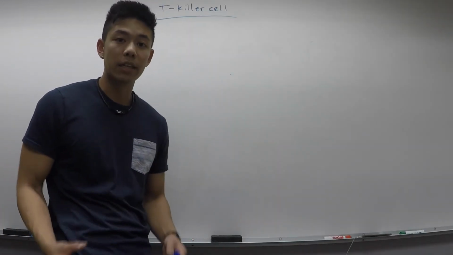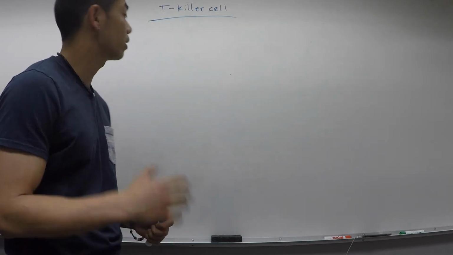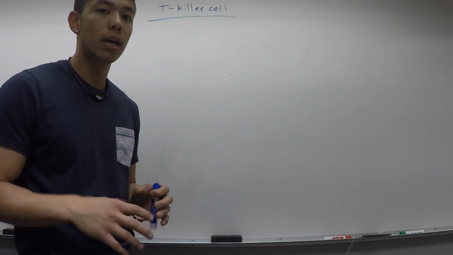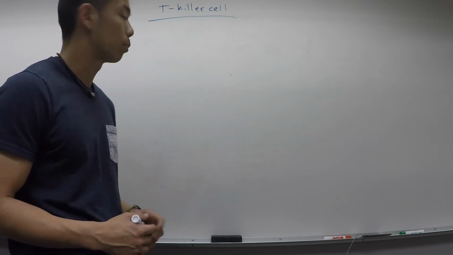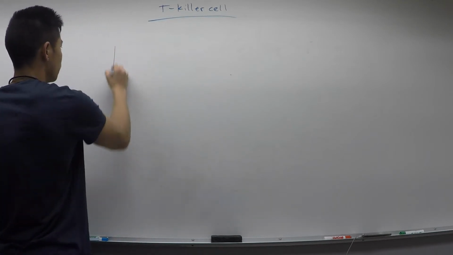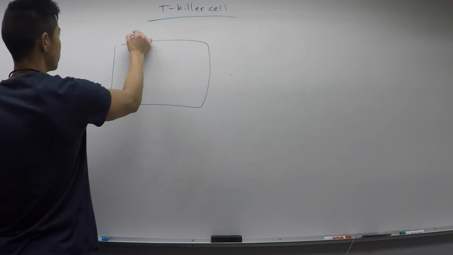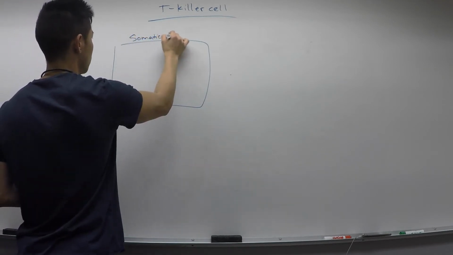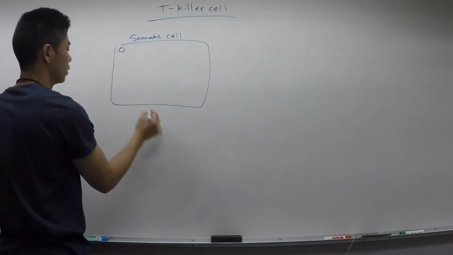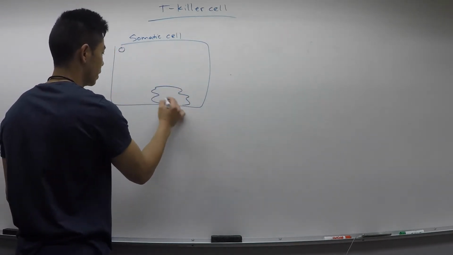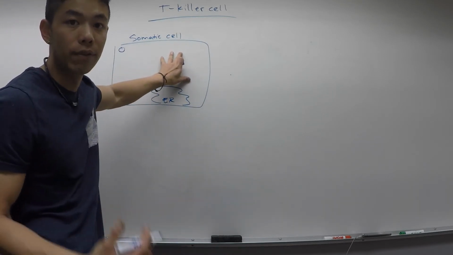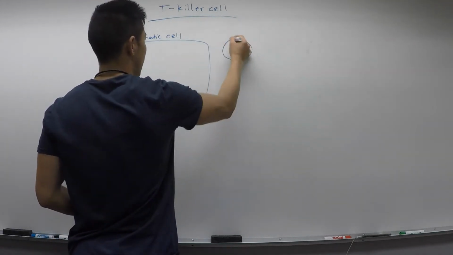All right, so now we're going to talk about the T killer cell. This cell is going to be another type of T cell that we have in our bodies, but it's going to have a little different function as compared to our T helper cell. So our T killer cell, first let's draw, let's imagine this as a somatic cell, or any different cell in our body. We know that our cells are going to have a nucleus, they're going to have an endoplasmic reticulum. And so let's say that this somatic cell gets infected. So let's say we have a virus here.